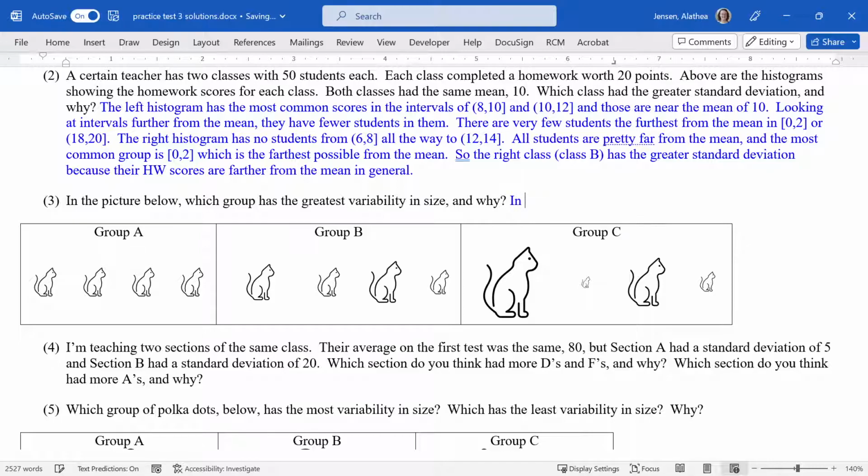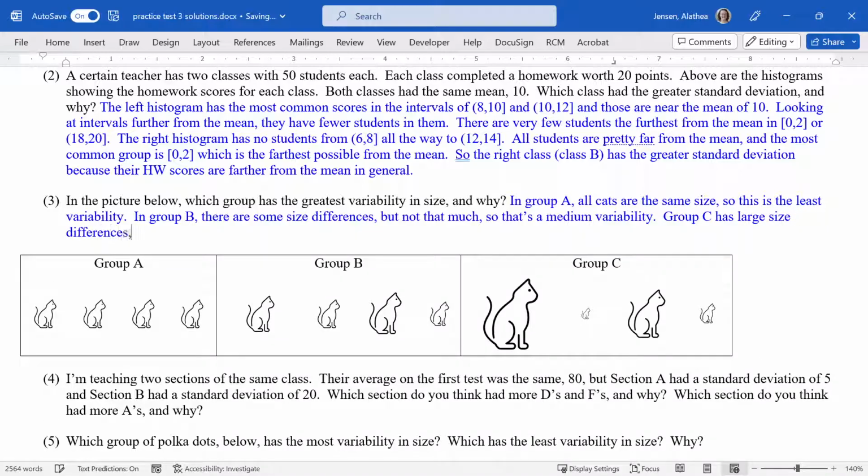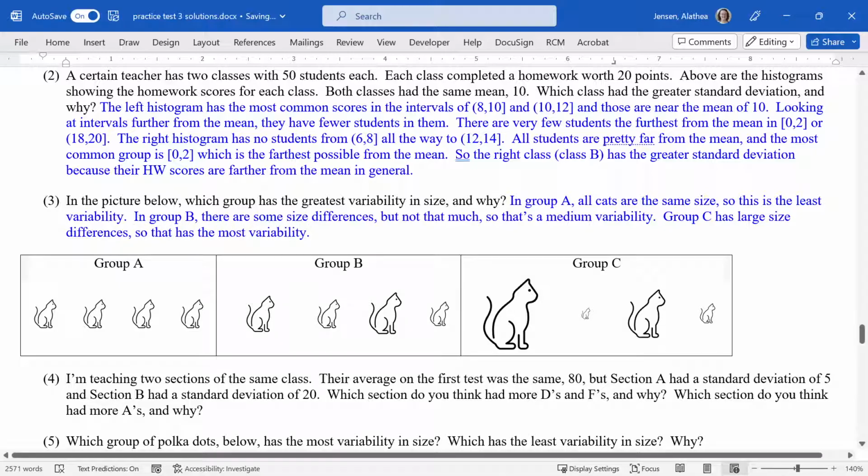Okay, so in group A, all cats are the same size, so this is the least variability. In group B, there are some size differences, but not that big. So that's medium variability. Group C has large size differences. So they have a really, really big cat and they have a really, really tiny cat. So that has the most variability. Okay, hope that makes sense to you guys.